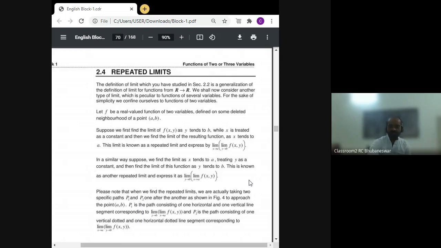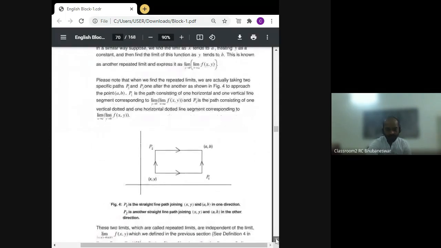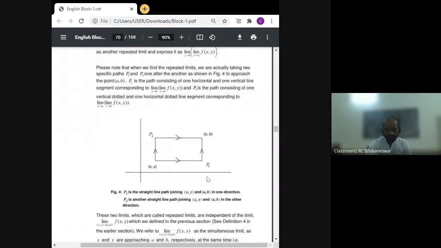So the basic difference between limit and repeated limit is that in a repeated limit we are calculating the limit of the function one variable after another. But in the limiting process we calculate directly from (x, y) to (a, b). Look at the expression here. The initial point is (x, y) and the final destination point is (a, b), and we have to calculate the limit of the function when (x, y) approaches the point (a, b).